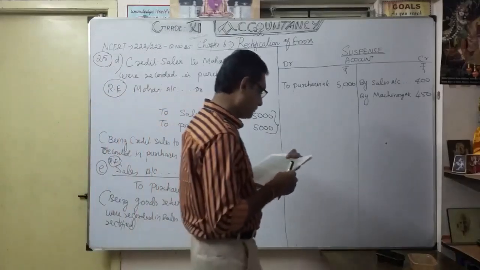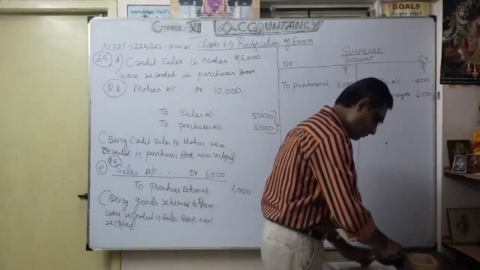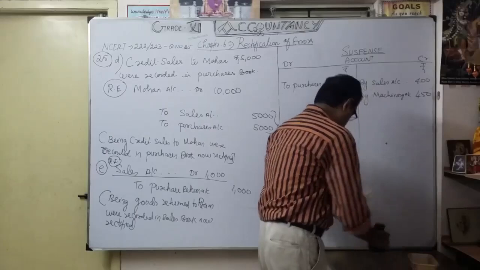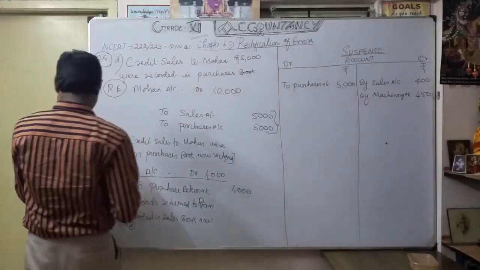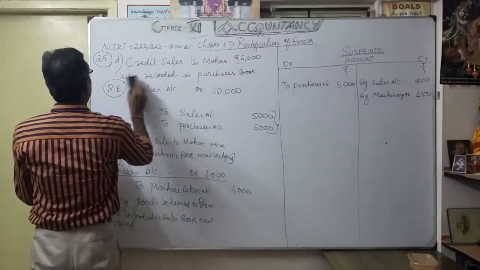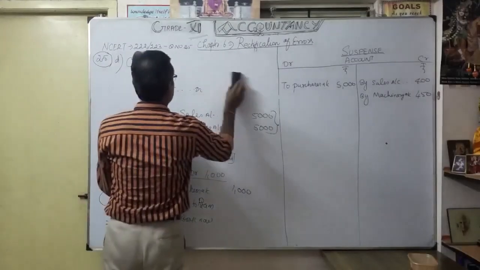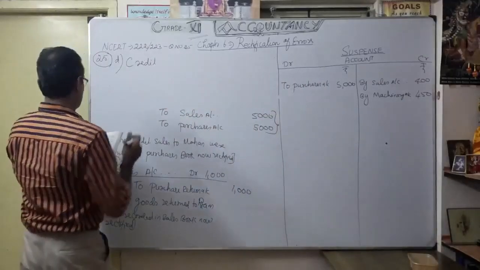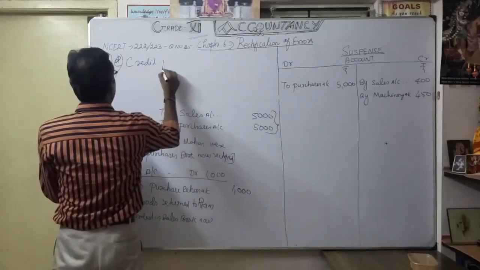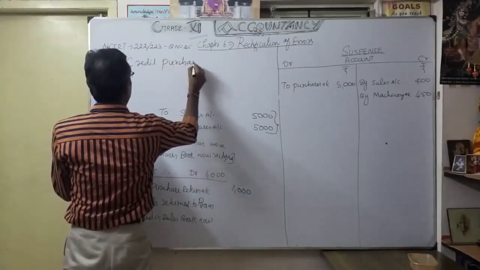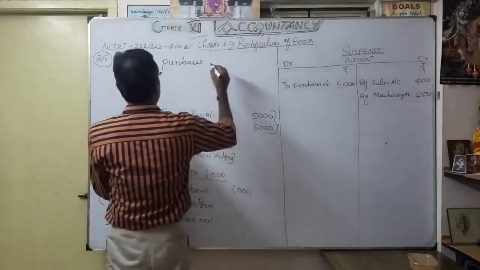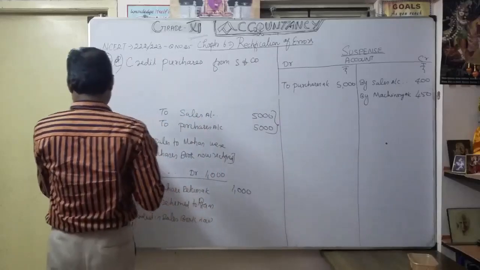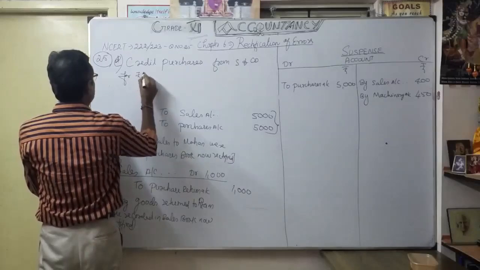Now we are going for the next one, that is F. Credit purchases. So what is the transaction? Credit purchases from S and Co for 6,000.